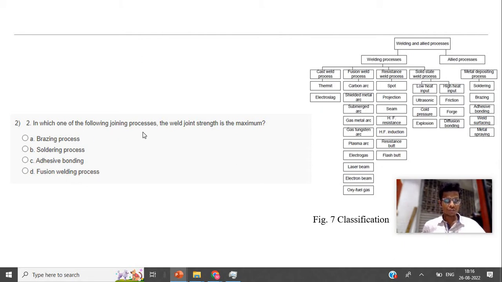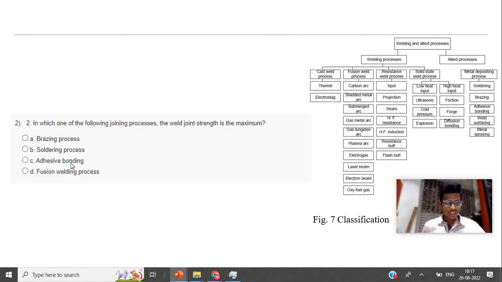Next question: in which one of the joining processes is the weld joint strength maximum? First of all, what are the options given? Brazing, soldering, adhesive bonding, and fusion welding process. In brazing and soldering, the temperature will be around 450, 500, something like that. Here the filler material gets melted, and based on the wetting and joining action, a bond is formed. So strength will be less compared to the fusion welding process, because there the material itself is getting melted and joined.